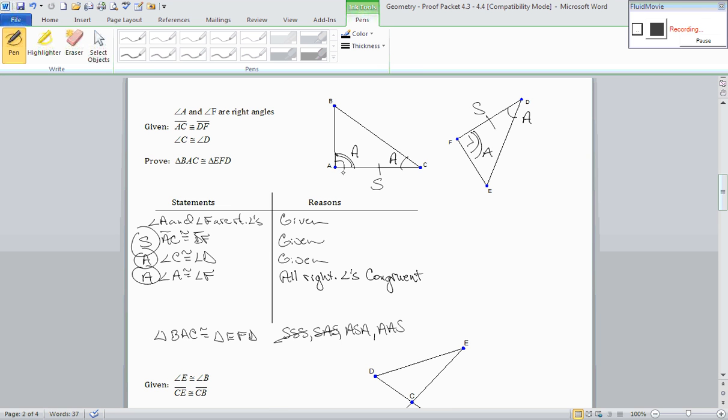And if you look here in triangle BAC, congruent angle, side, congruent angle, in the same order. In triangle EFD, we have congruent angle, side, angle. So these two triangles are congruent by the angle, side, angle congruence postulate. And that's how you complete proof number 3.